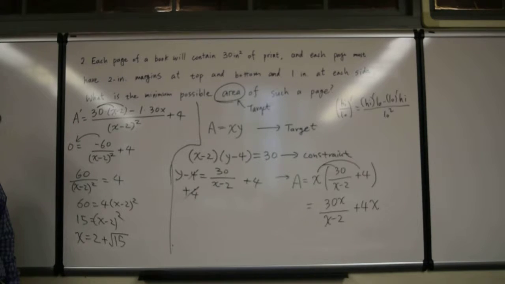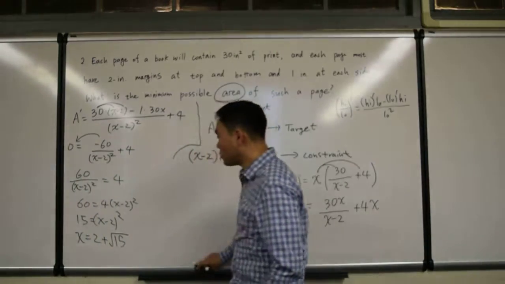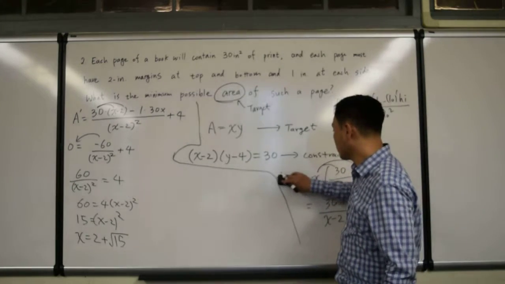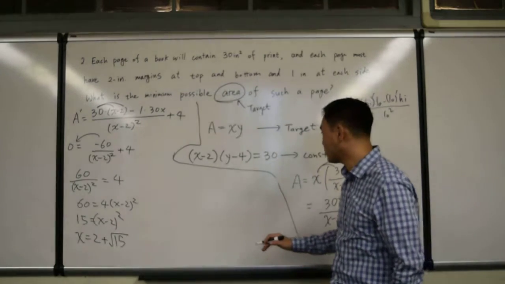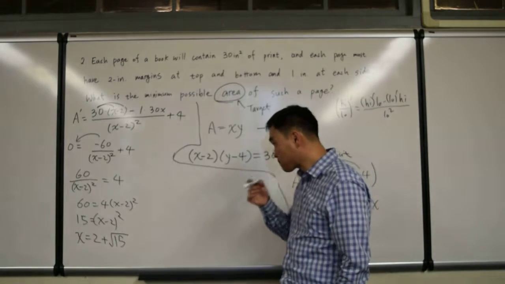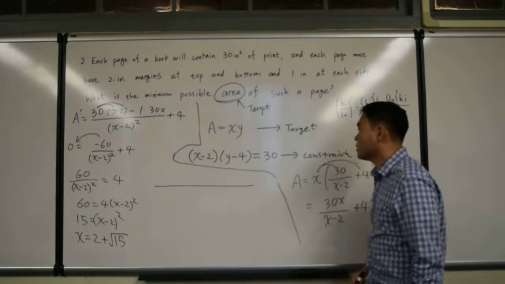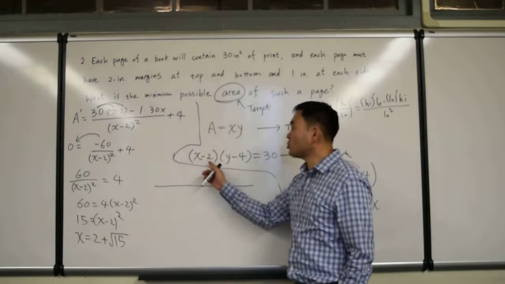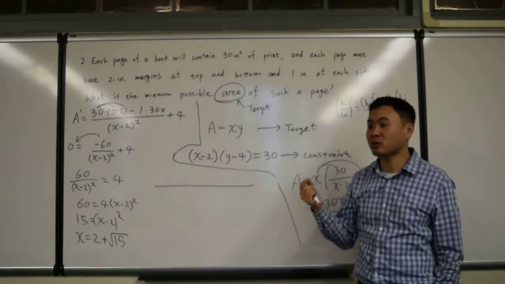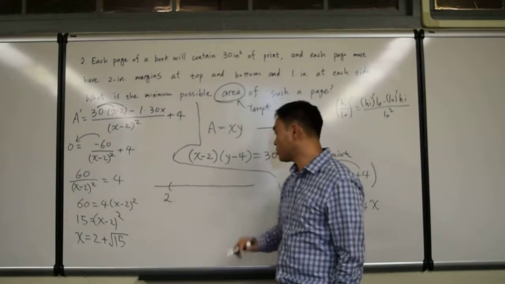Now, to see if this really does give you the minimum, we should try the following. We should put up the number line. And by the way, x cannot be 2 because if x is 2, then this will be 0. You wouldn't have any area. So x has to be bigger than 2.